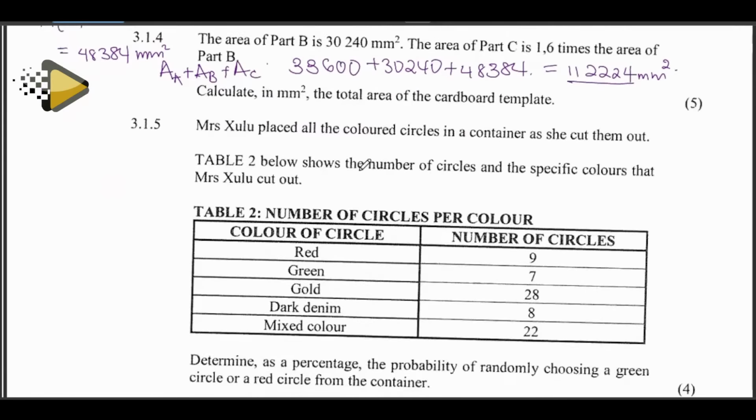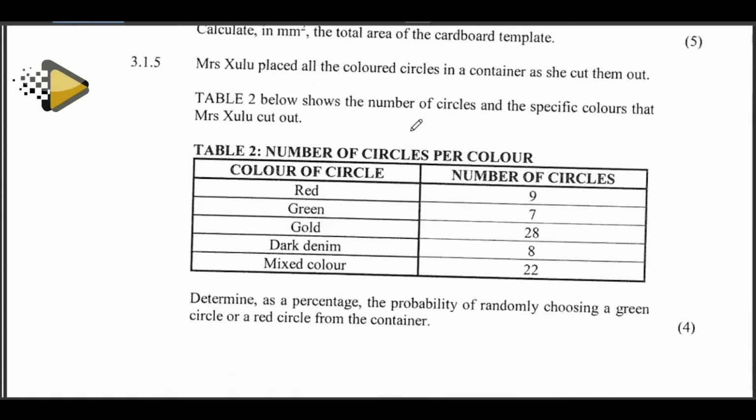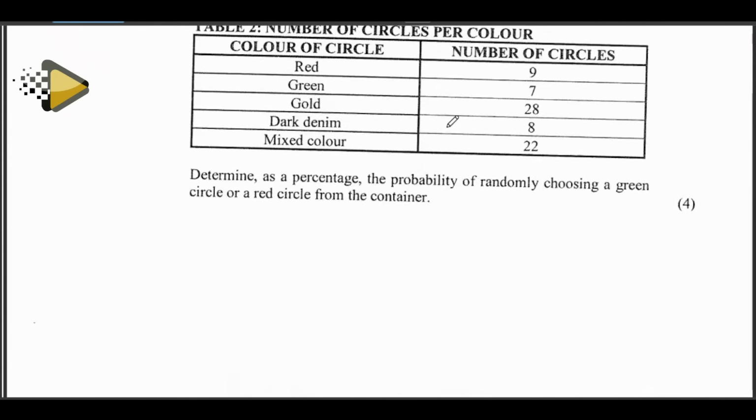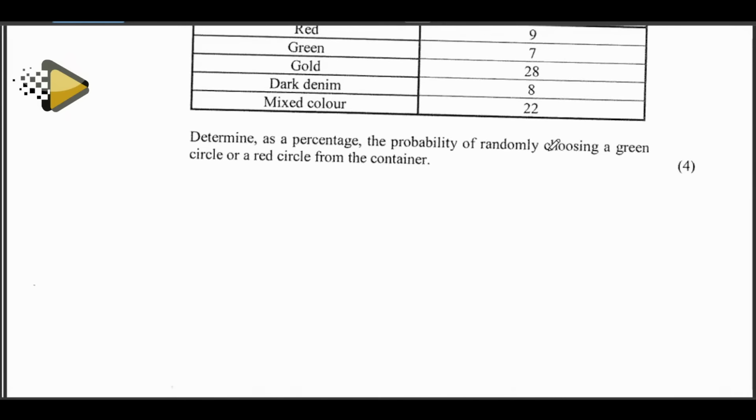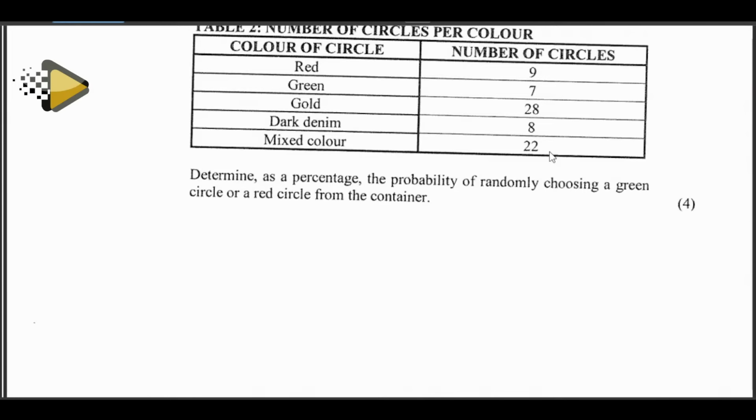Mrs. Muller placed all the colored circles in a container as she cut them out. Table 2 below shows the number of circles and specific colors that are cut out. Determine as a percentage the probability of randomly choosing a green circle or a red one. That means you're taking green or red over the total times 100. Why? I'm looking for percentage.